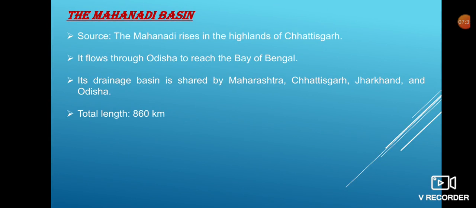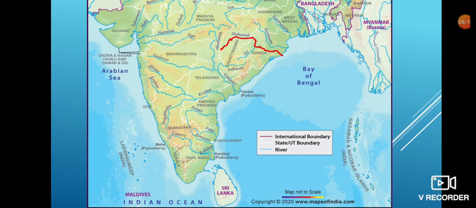The other important river of the peninsular plateau, or among the peninsular rivers, is the Mahanadi. The Mahanadi rises in the highlands of Chhattisgarh. It flows through Odisha to reach the Bay of Bengal. The length of the river is about 860 kilometers. Its drainage basin is shared by Maharashtra, Chhattisgarh, Jharkhand, and Odisha.